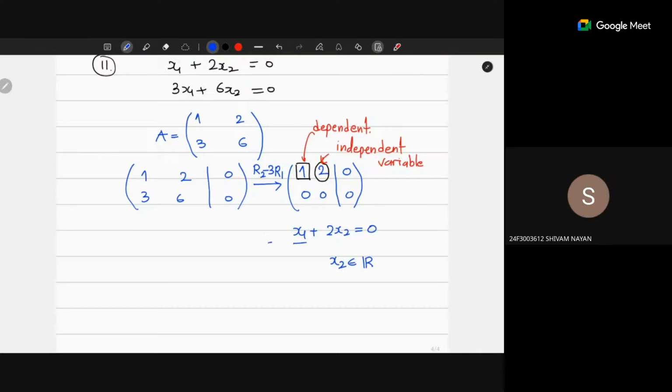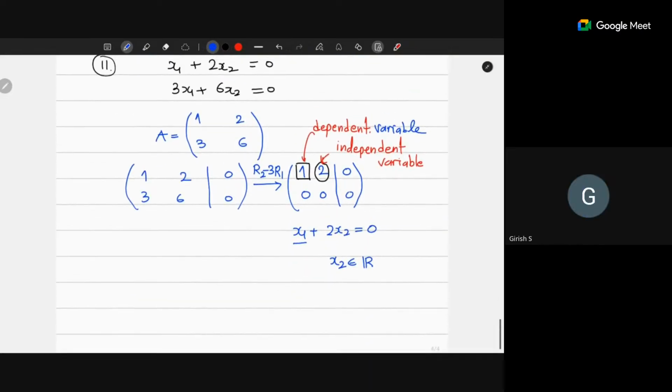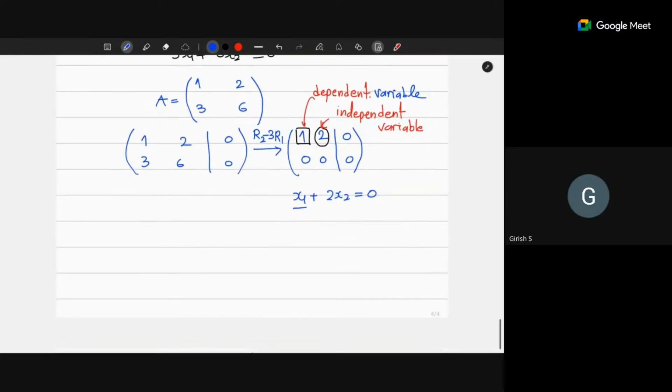So x1 becomes the dependent variable, and x2 is the independent variable. Okay. Sir, we can even consider x1 as independent and x2 as dependent, right? Yeah, one can do that as well, but let's not confuse things at this moment. Okay. So let me write down the solution set.